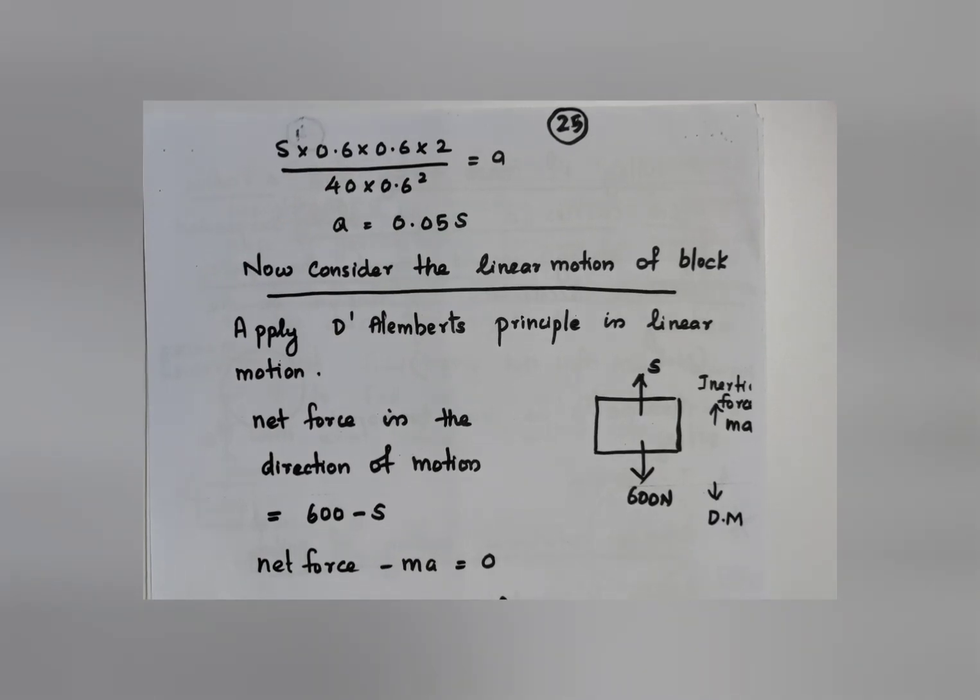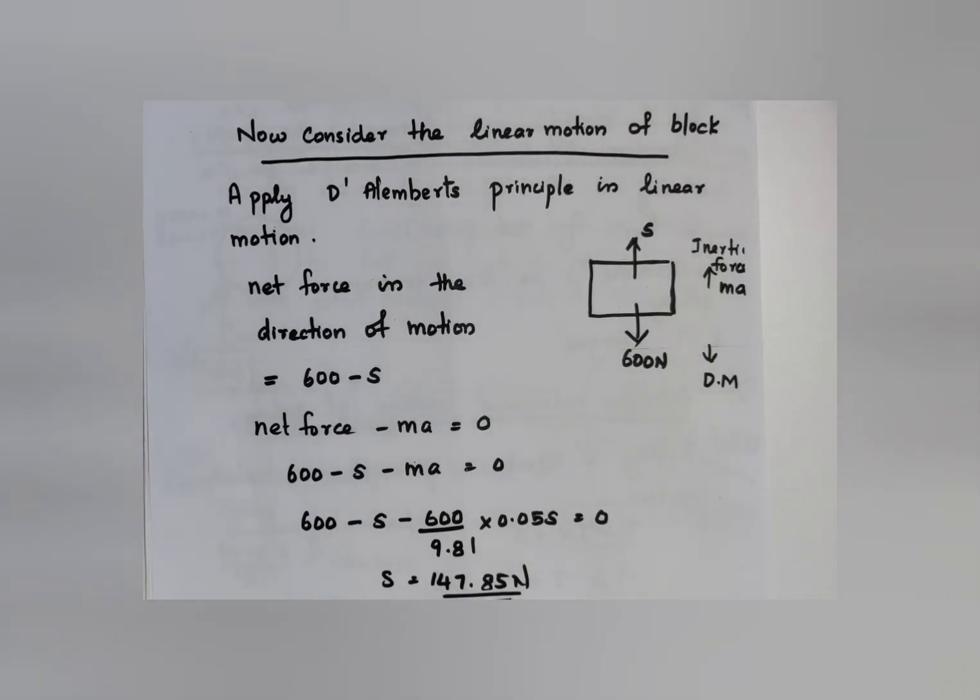After analyzing the pulley you have to consider the linear motion of the block. Block is moving in the downward direction. So inertia force, that is m a, is acting in the upward direction. Weight is acting downward. Tension along the string is acting upward. Next you have to write the net force in the direction of motion. Net force in the direction of motion is 600 minus S.